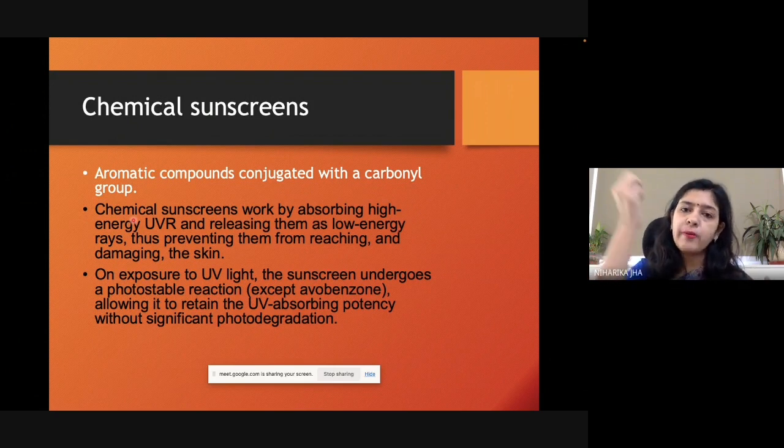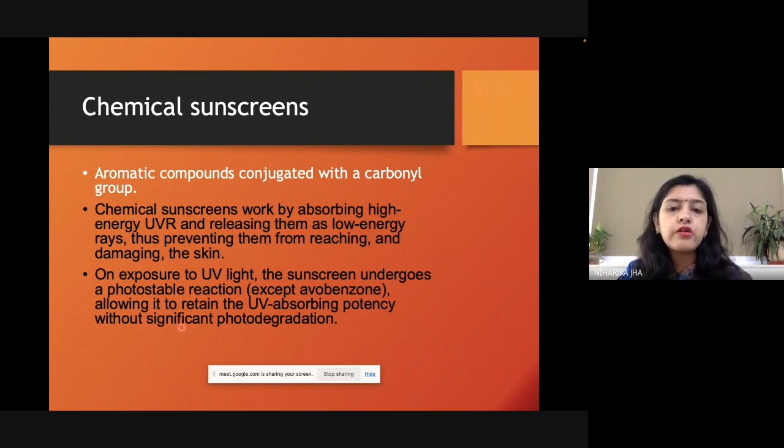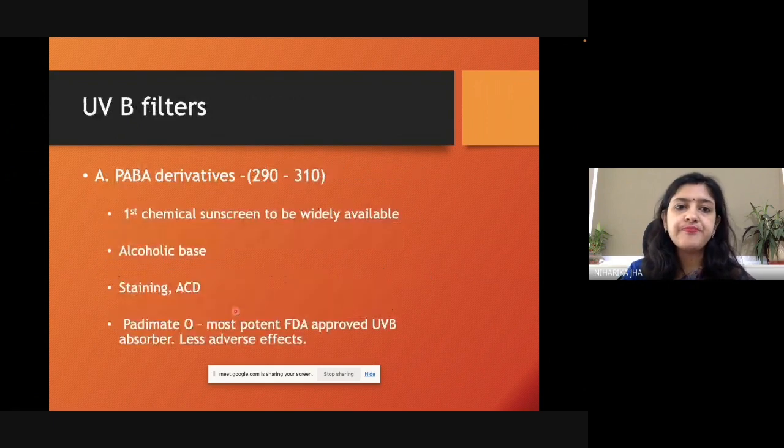So what they're doing, they are absorbing the high energy radiation and then they are releasing them as low energy rays. When exposed to UV light, the sunscreen undergoes a photostable reaction, except for a component which is avobenzone, which is photo unstable. So other ingredients undergo a photostable reaction, which allows them to retain their UV absorbing potency without causing any significant photo degradation. That means it is able to maintain its property of UV protection and at the same time it is not getting disintegrated into other products.